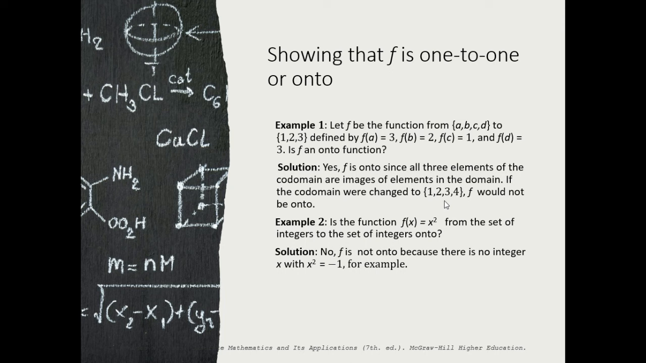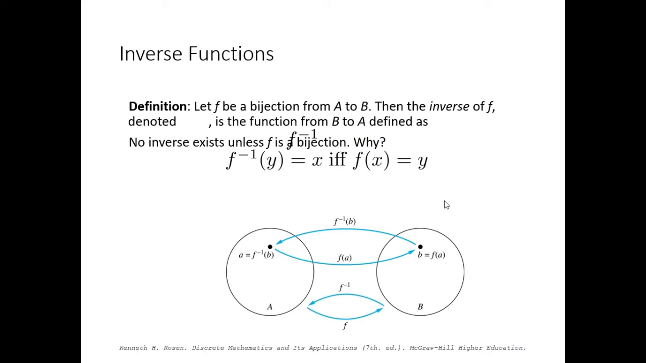Example 2: is the function f(x) = x squared from the set of integers to the set of integers onto? Now here in this case, this function is not onto because there is no integer x with x squared equal to -1. But there could be many more examples for this.